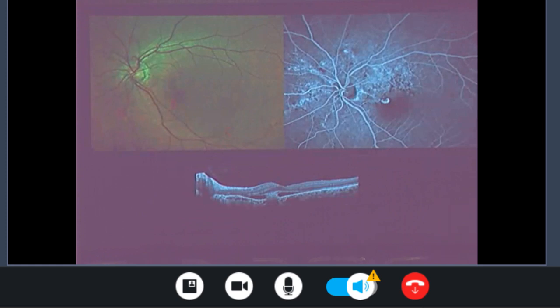Second question. A 45-year-old male presented with metamorphopsia. So what is the pathology in A, B, and C? So this is A, this is B, this is C.